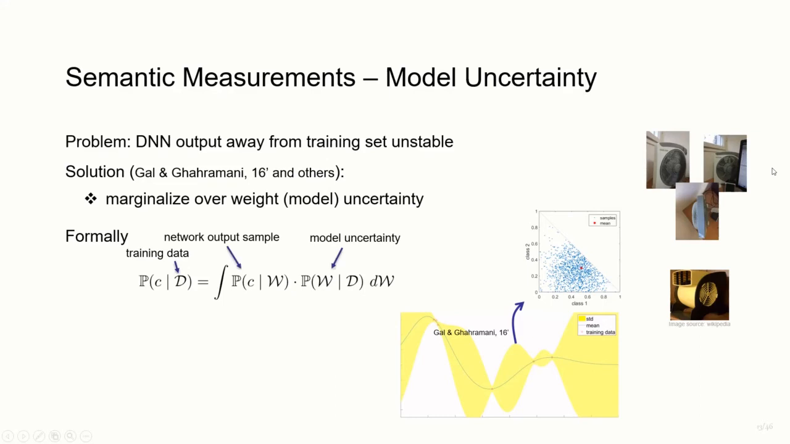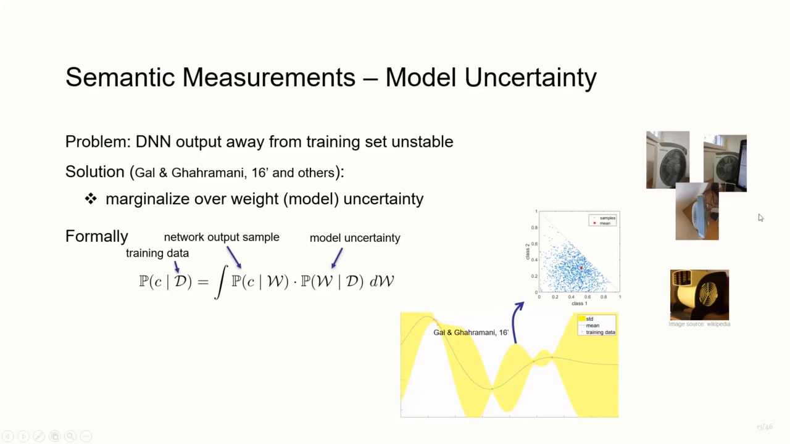If we formalize it, we say that to compute the posterior over class, the network output, given the network training data, we can marginalize over the network weights. This posterior over network weights given network training data is called model uncertainty. It is not known and is heuristically defined by various methods. Essentially, all of them are network ensembles.